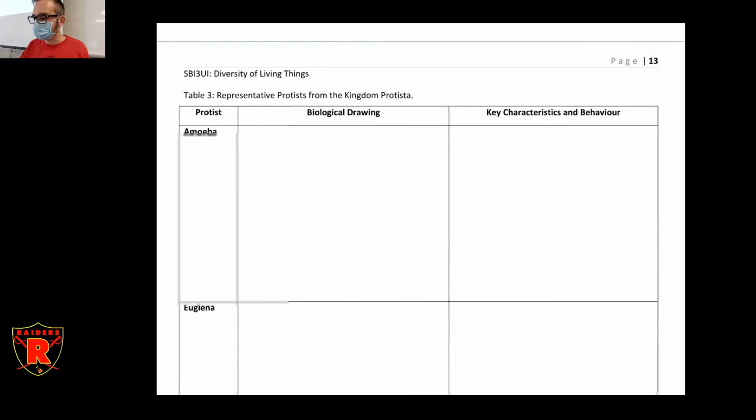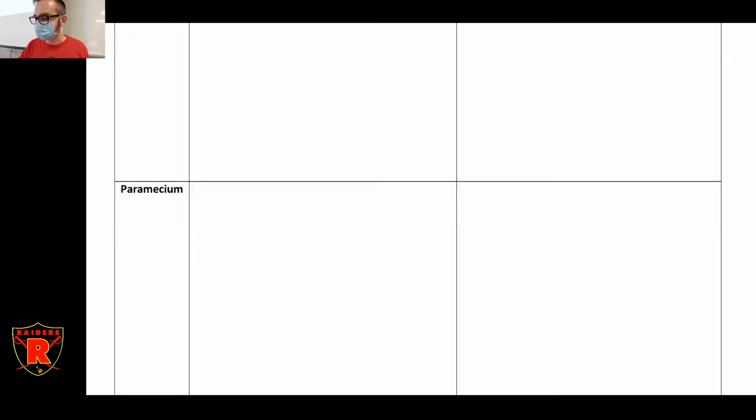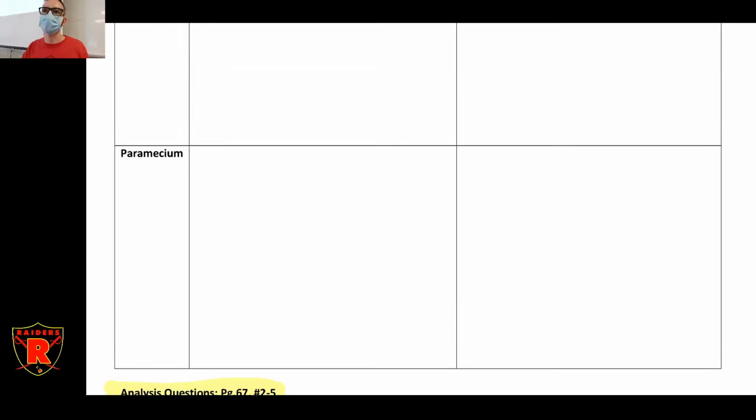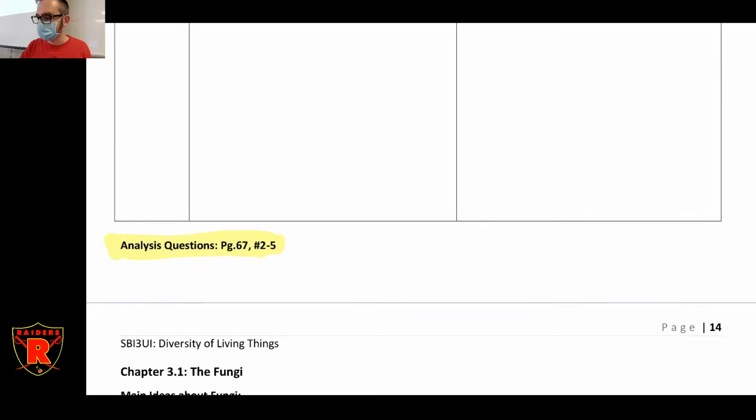So it's the same thing for these three. Normally you would look at them under the microscope and draw them, but you got to skip that part. So this is a lot easier. You're going to find a good microscope picture and then just find out the key characteristics of that organism. And then finish it off by answering these questions in the textbook. Any questions about what you've got to do? Not really? All right.